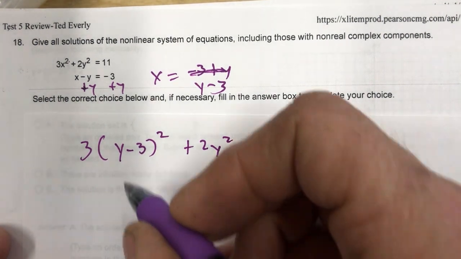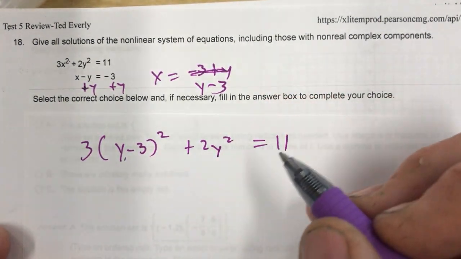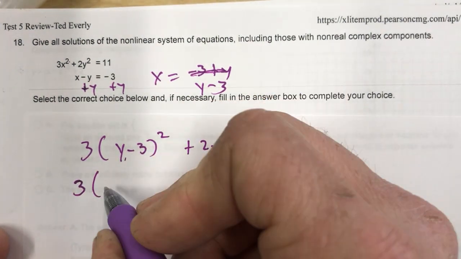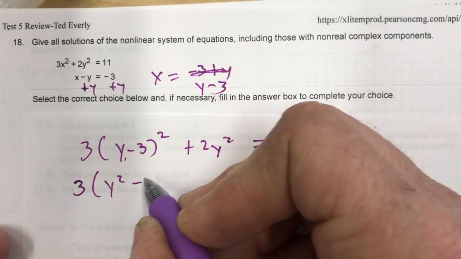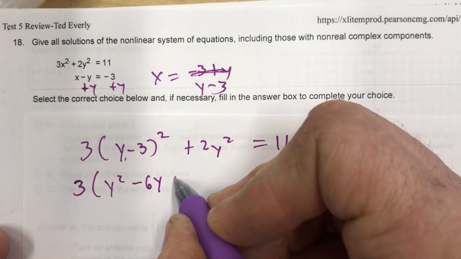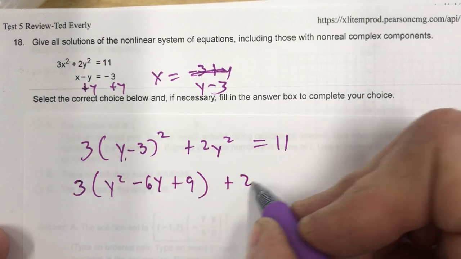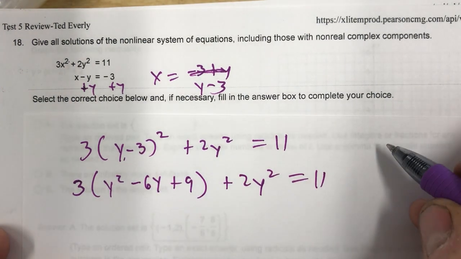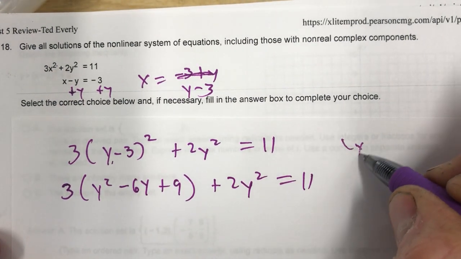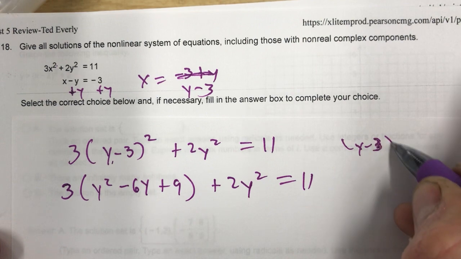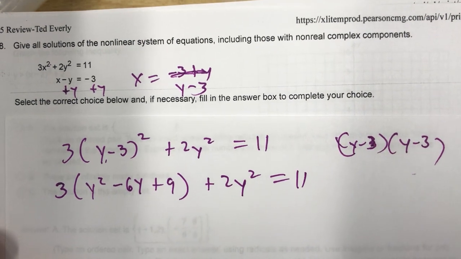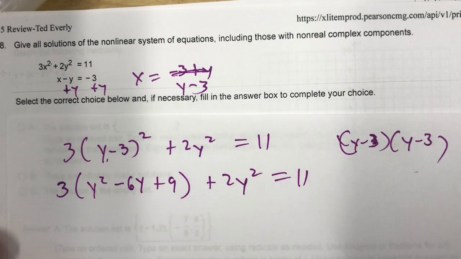Okay, so I'm going to square this. Now this is y minus 3 times y minus 3. You need to do the FOIL method here. So that means I'm going to have y squared minus 6y plus 9. I just did that in my head, but you have to do the FOIL method for this, y minus 3 times y minus 3.